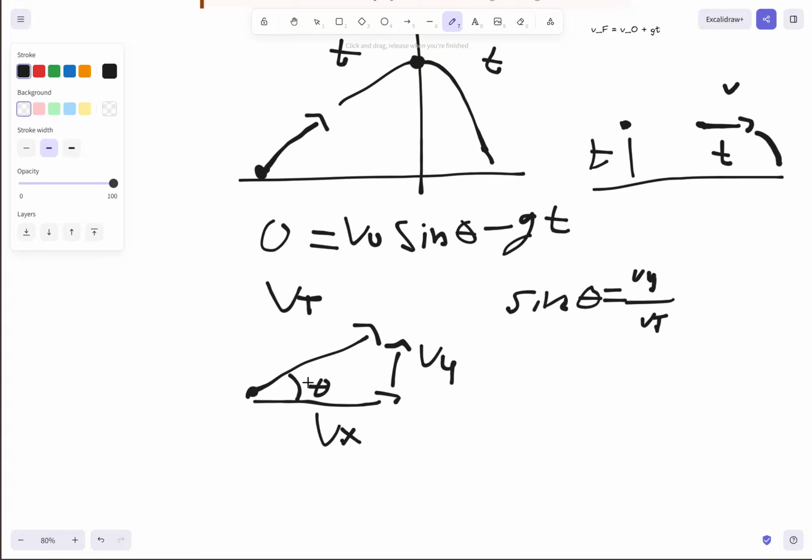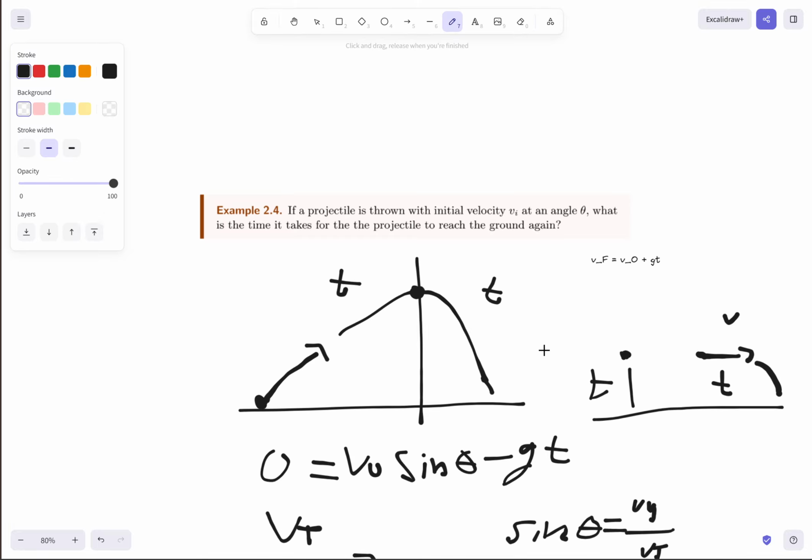Wait, opposite over hypotenuse. vy equals vt sine theta. Yeah. All right, anyway, that's how we got this term.